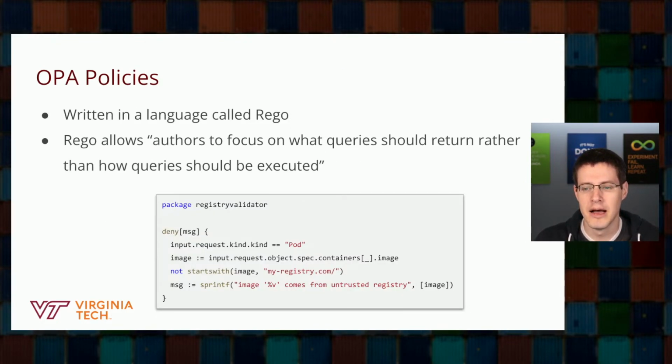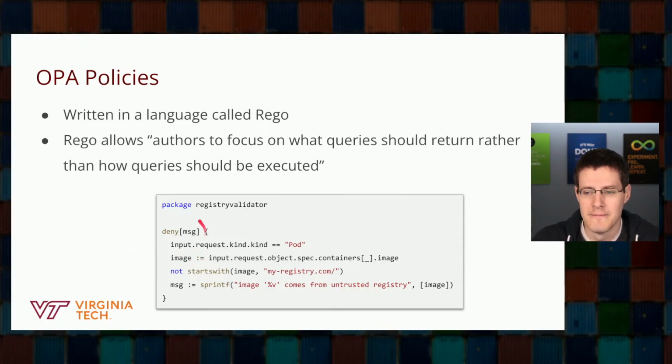Okay, so this is an example OPA policy, and it's written in Rego. And I stole this from their marketing page. It says Rego allows authors to focus on what queries should return rather than how queries should be executed. And I argue with that sometimes because a lot of times it's like, wait, how do I actually run this, or how do I think about this? So let's read through this first one.